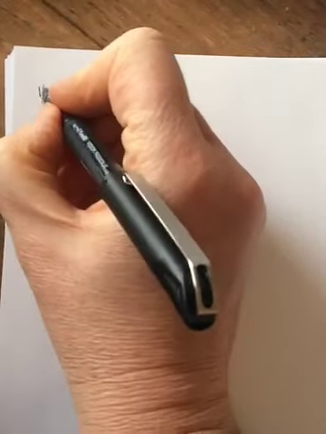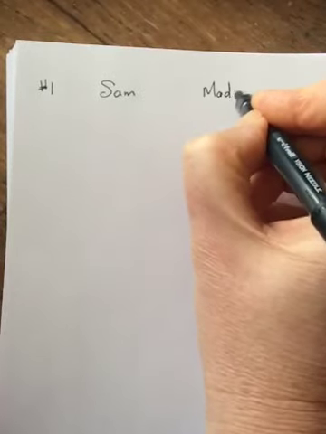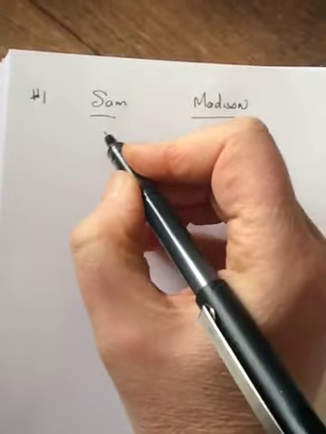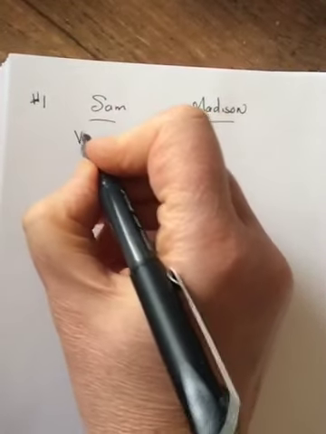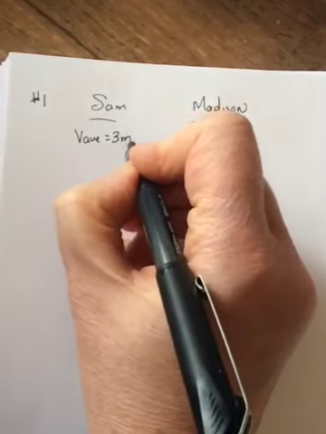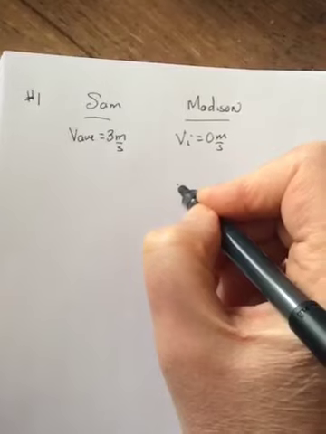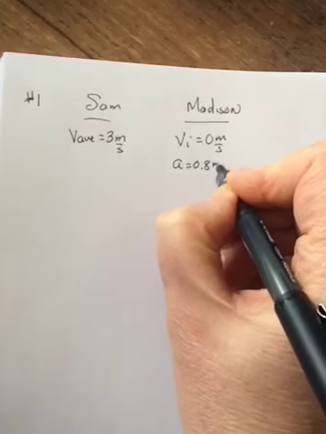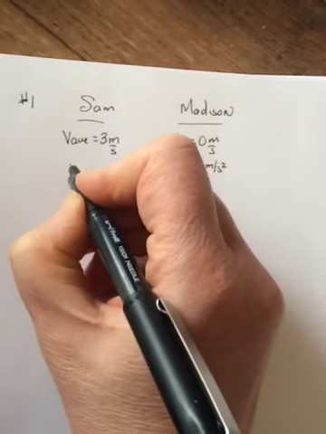So number 1 is two students who are skating, and one is Sam, and one is Madison. It says Sam is skating at 3 meters per second when he passes Madison, who is just finishing adjusting her equipment. So Sam's VAV is 3 meters per second. Madison's VI is 0. She takes off immediately after Sam, accelerating at a rate of 0.8 meters per second squared. How long before she catches up to Sam, and how far have they traveled?